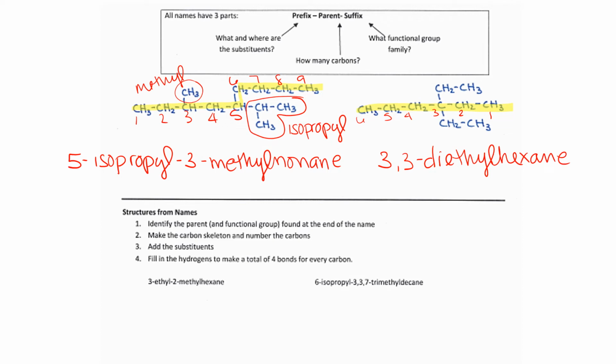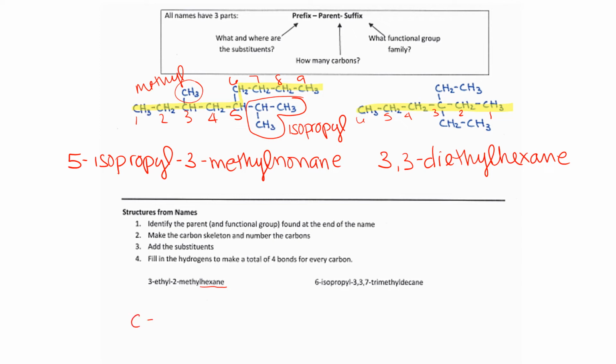Now, what about working in the other direction, going from a name to a formula? Well, in this case, we're just working backwards. We're starting with our parent and drawing our skeleton.